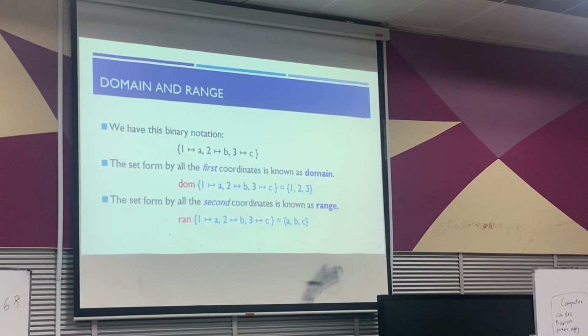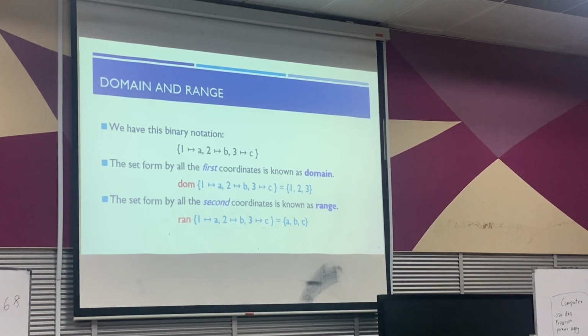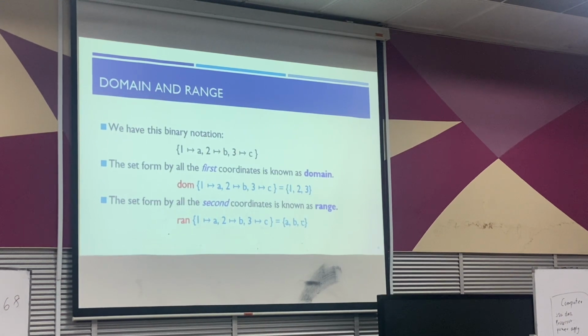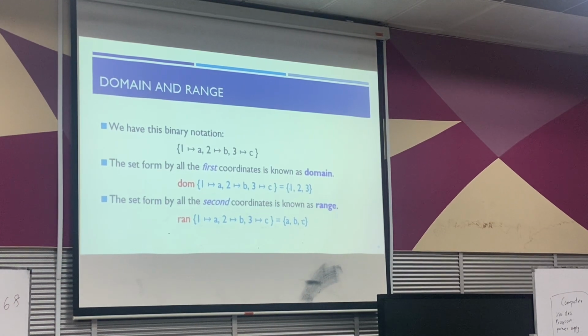So domain is all the first coordinates records, and range is the second coordinates records. You list down all the data there. When you list down, because these are sets, you must put them inside curly braces.